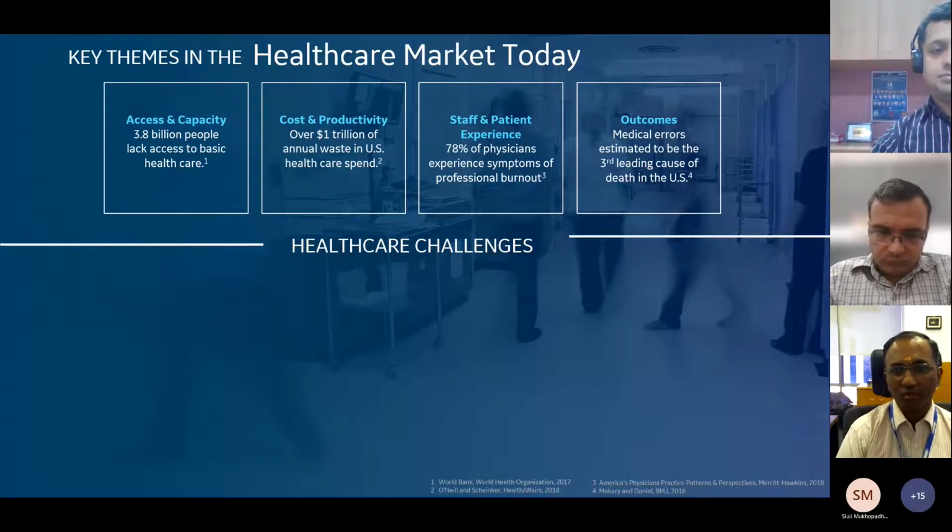The last one is clinical outcomes, right? As most of you know, medical errors are the third largest cause of death in the US after cardiovascular disease and oncology, right? This is the third largest one. It's around 10-ish percent that medical errors contribute. And again, medical errors are because of the same thing, right?